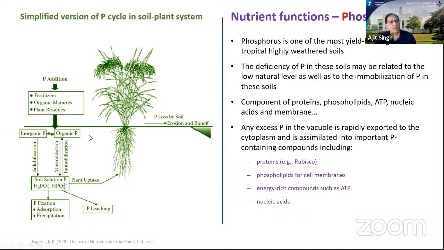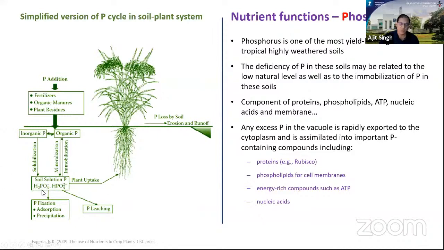Now, this is a simple cycle, just like the nitrogen cycle. So the P is added as a fertilizer, as an organic manure, or as a residue. Now we have the organic P, which is mineralized. It has to be decomposed. Then we have inorganic P through fertilizers. And then we have rock phosphate as well. And these are converted into H2PO4 and HPO4. So P is normally available to plants in these particular forms.